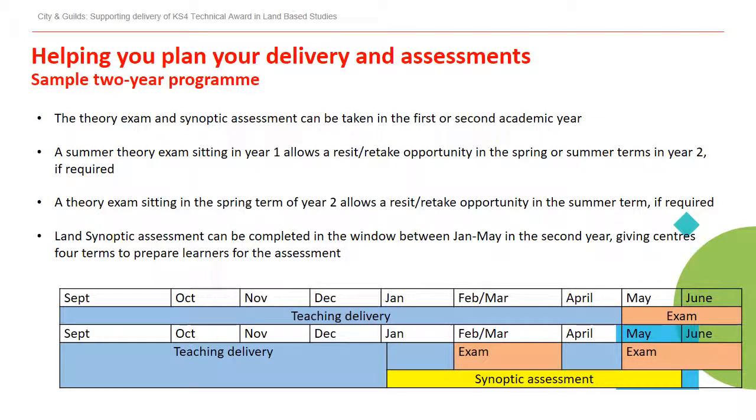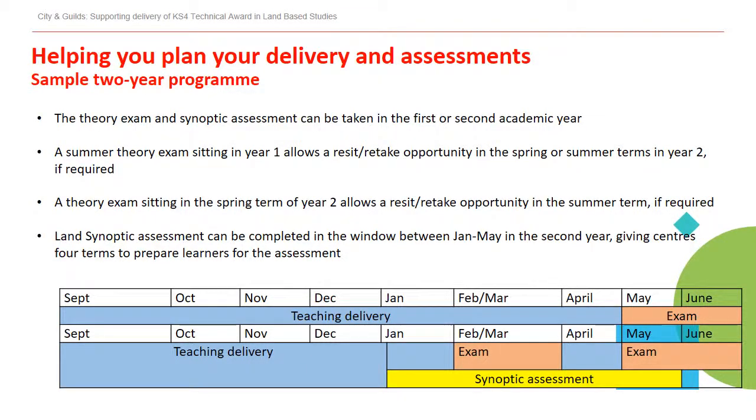So with a 2-year delivery, if you have any learners that took the exam in the first year in May and June and were either not successful or you want to improve their grade, you can see in the second year there are other exam opportunities, either in the first exam series, which is February and March, for any retakes, or you may want to wait for those learners to take the exam later on in the year, which will be the May-June series.